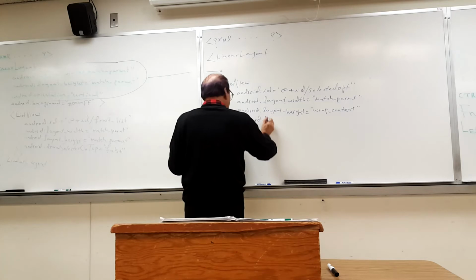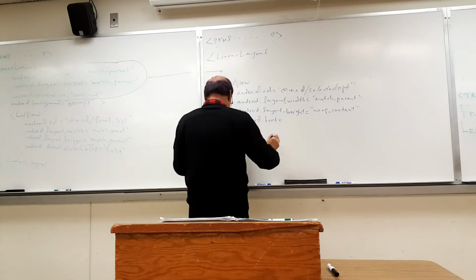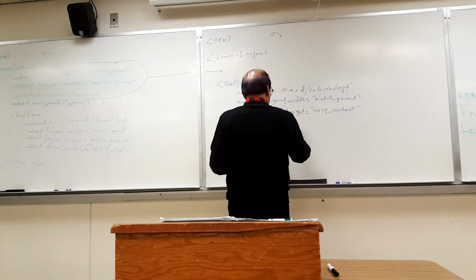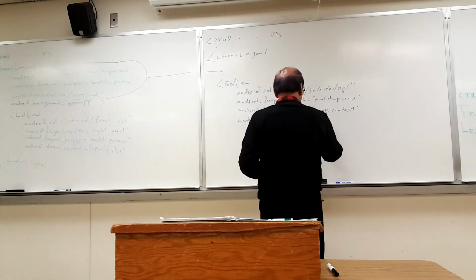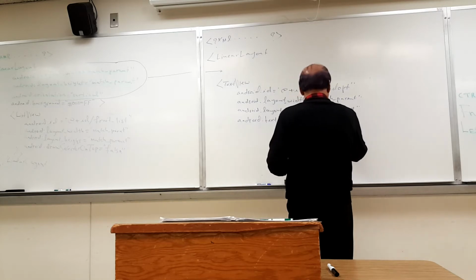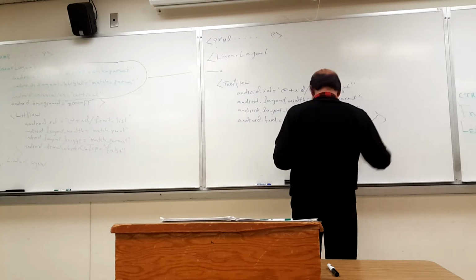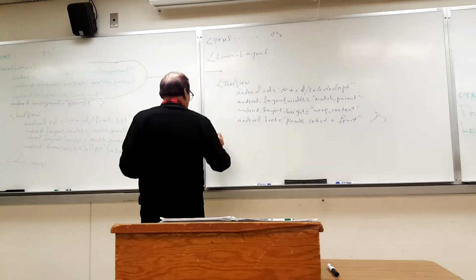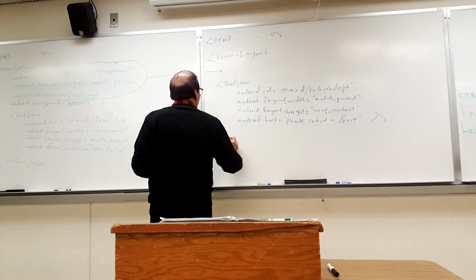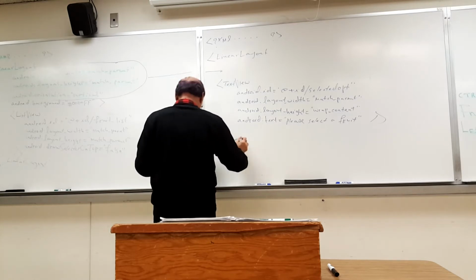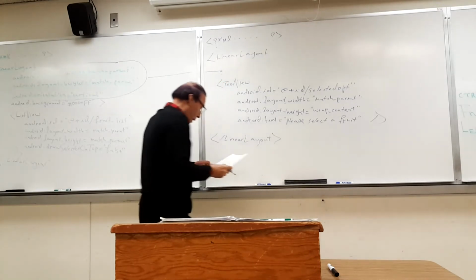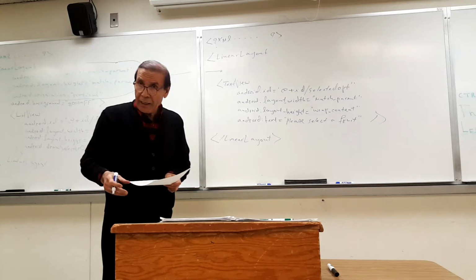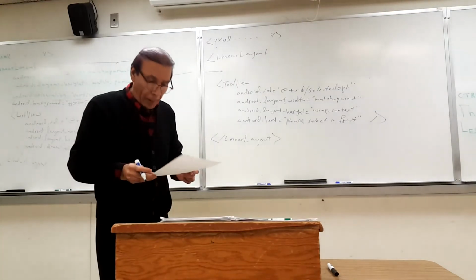Android colon text equals please select a fruit. Just close this guy and close the linear layout. And that's it, okay? As simple as this. This is just text, right?